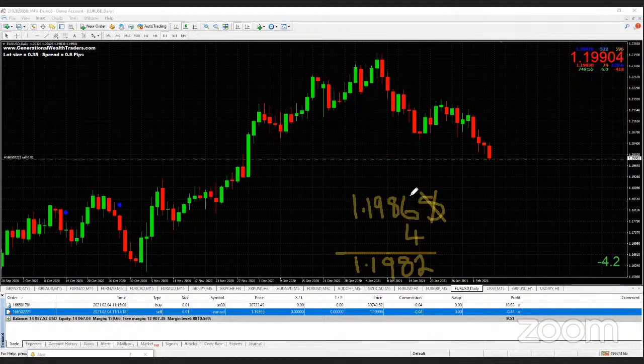This is the price at which we bought or sold. The price has now gone down by 4 pips. This is how you work it out. You basically take away 4 from that. By the same token, if the price had gone up by 4 pips, then obviously it will be a different price.